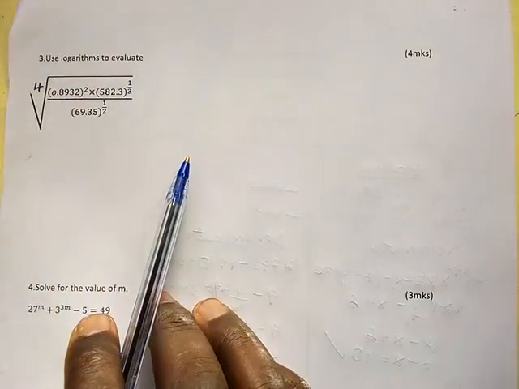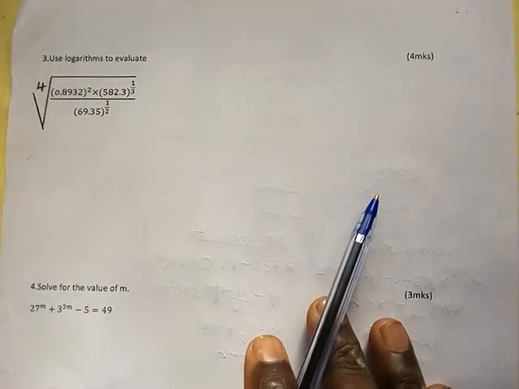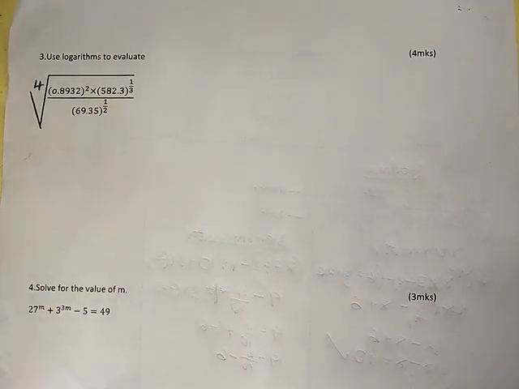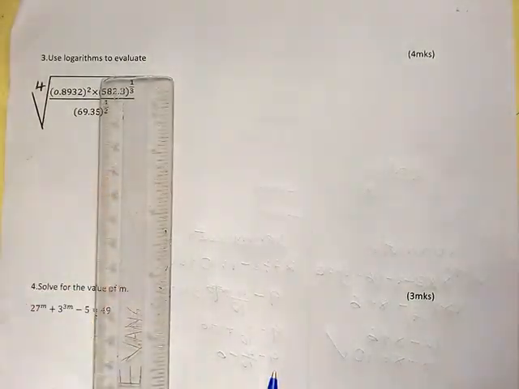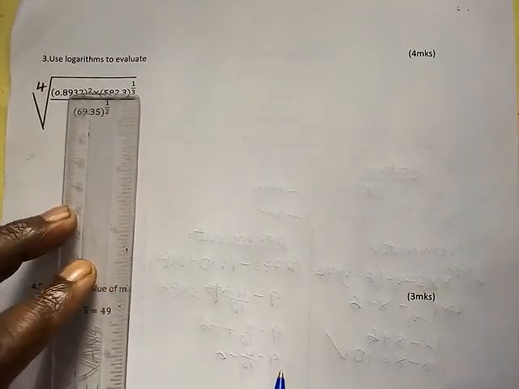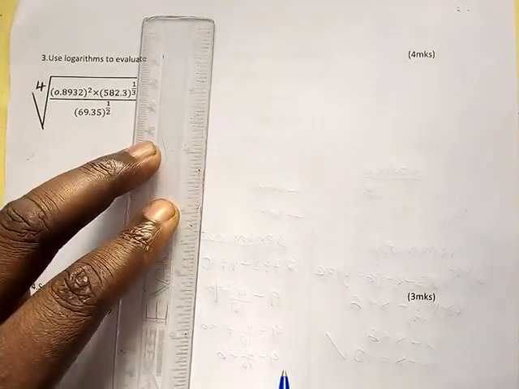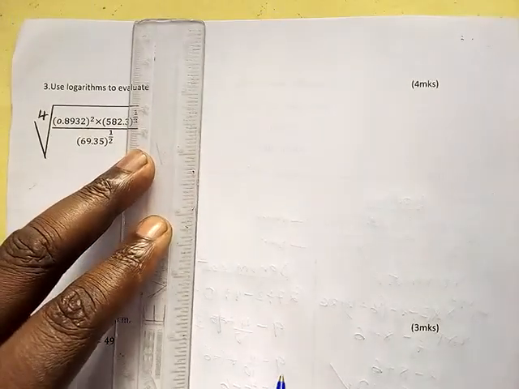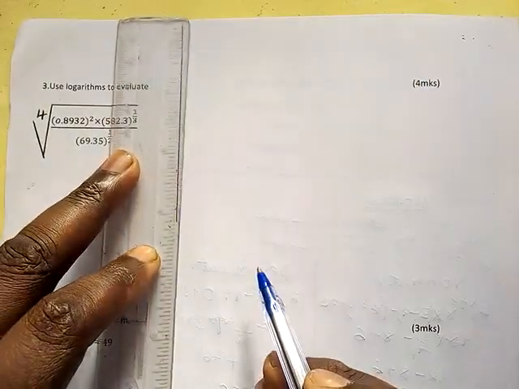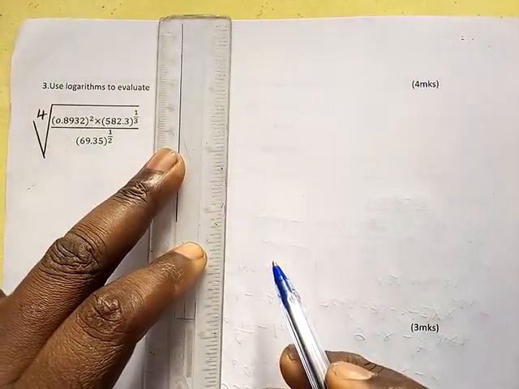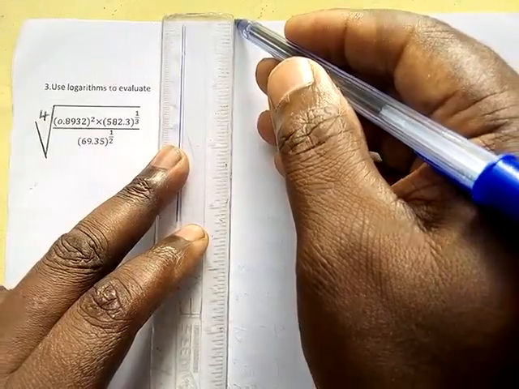Use logarithms to evaluate this sum here. It is very important for you to know this sum because it is always there. This one you must draw the table because you have been told to use logarithms. So let us draw the table here. Our table should have how many columns? 3 of them.